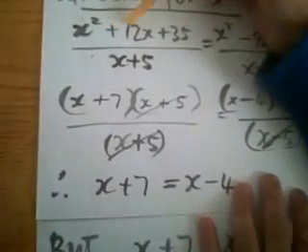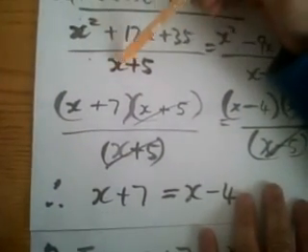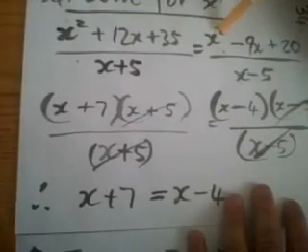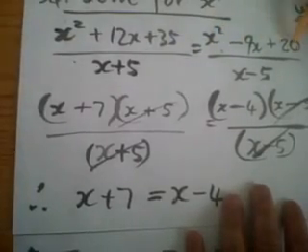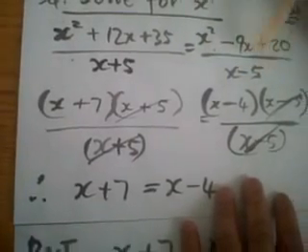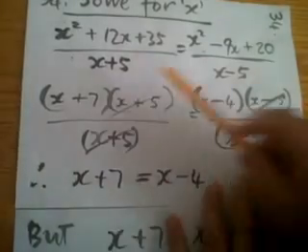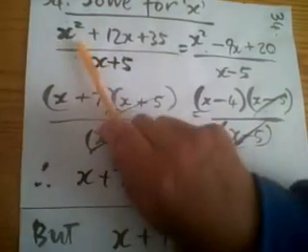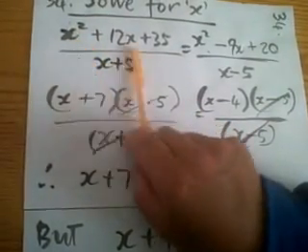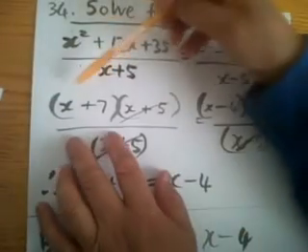x to the power 2 plus 12x plus 35 divided by x plus 5 is equal to x to the power 2 minus 9x plus 20 over x minus 5. You must now solve for x. Now that looks horrible. But if you look at that, you can actually find the factors of that.